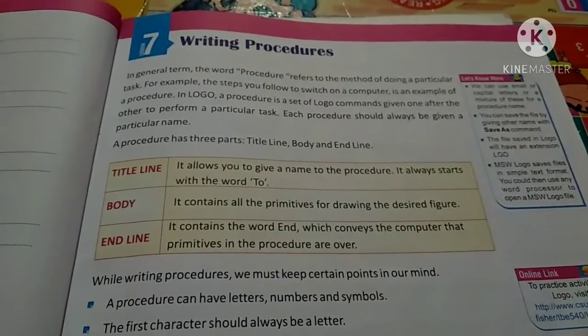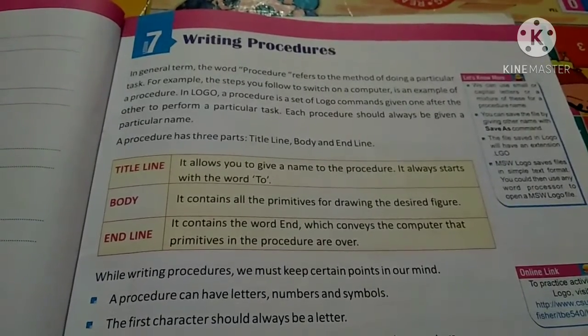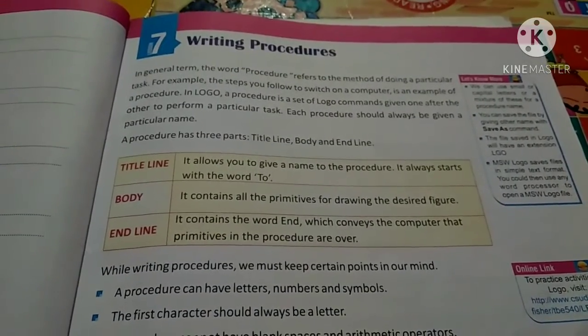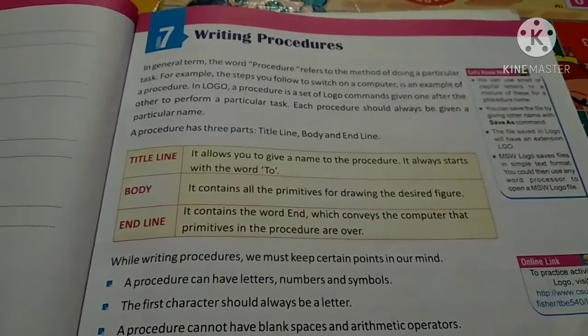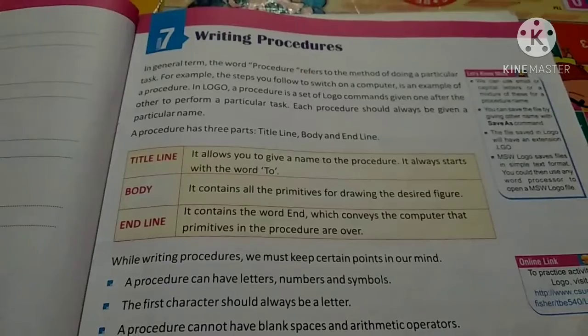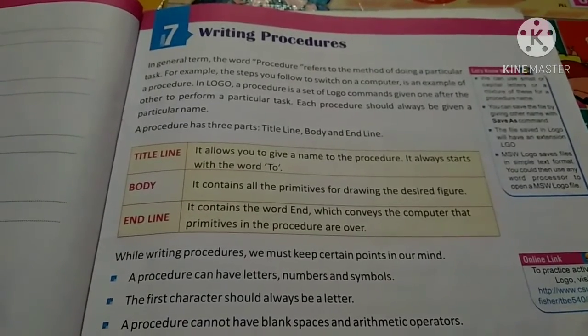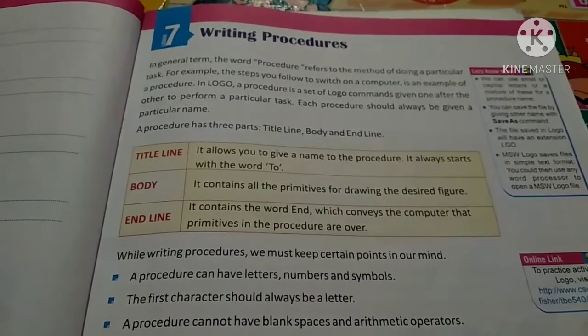Each procedure should always be given a particular name. Whenever we write a procedure, we have to give its name. If we are drawing a triangle then we will give it the name triangle, and if we are drawing a circle or square we will give it a name accordingly.